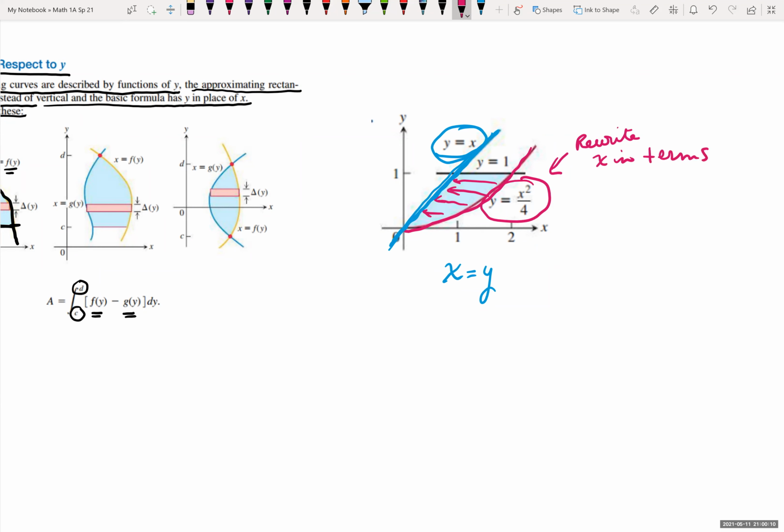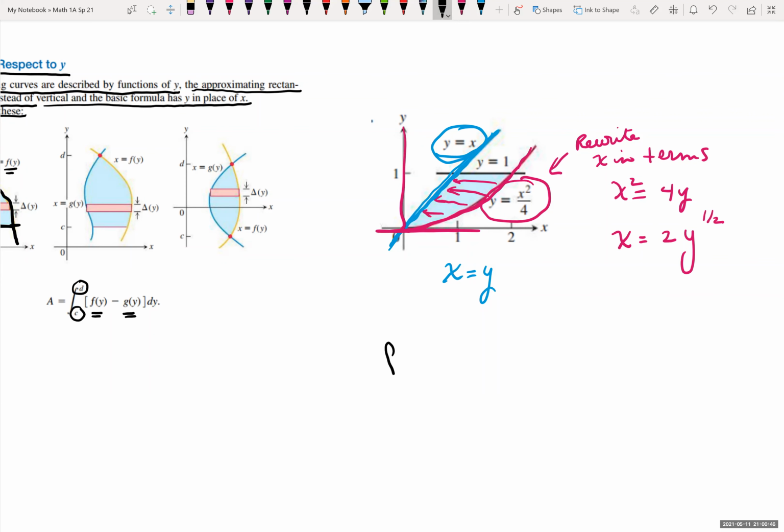So let's multiply both sides by 4. And we get x squared equals 4y. Take the square root of both sides. I get x equals plus or minus, but I noticed that I'm looking at the values over here in the first quadrant. So I'm just going to look at the square root of 4, which is 2, square root of y. I'm going to write that as y to the 1/2 power, just to make my life a little bit easier. So I notice my upper function is this 2y to the 1/2.